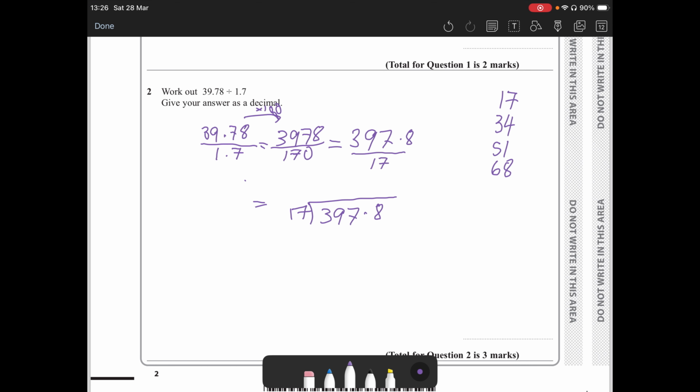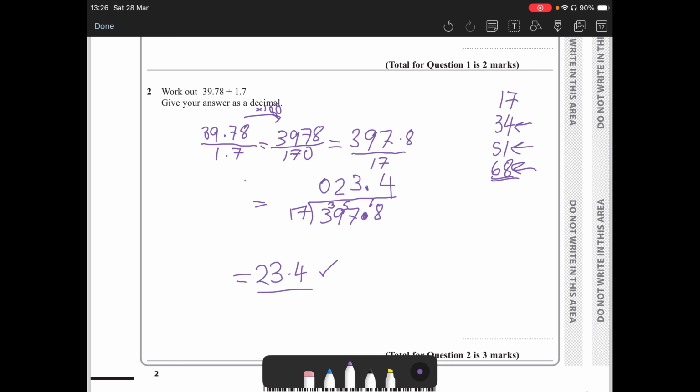How many 17s? Well, none go into 3 because that's too small. Carry the 3 over. 17 goes into 39 twice because 34 fits. That would give me an extra 5 as a remainder, so that will be carried on to the next one, 57, which, looking at my table there, we'd have 3 lots of 17, which would be 51. Again, that's 6 short. Now, because this is where the decimal point goes, I'm going to carry it up here. And 17 goes into 68 exactly 4 times. So the answer to this question would be simply 23.4.